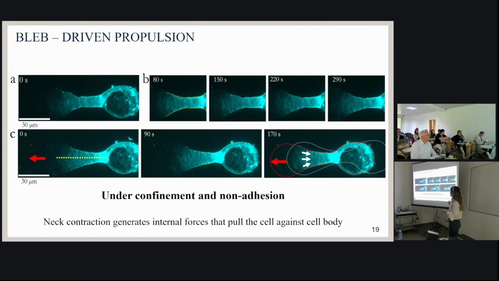So basically, in this model, under confinement and in non-adhesion, the neck contraction generates internal forces that pull the cell in the opposite direction of the actin flow and towards the cell body. Just to explain in very simple words, when we swim, it's like we do like that. It is exactly the same with actin flow: our body moves in the opposite direction. This is basically what we found.